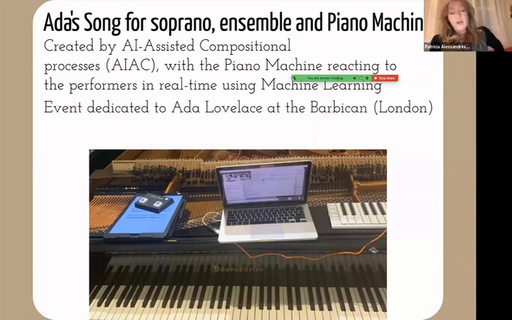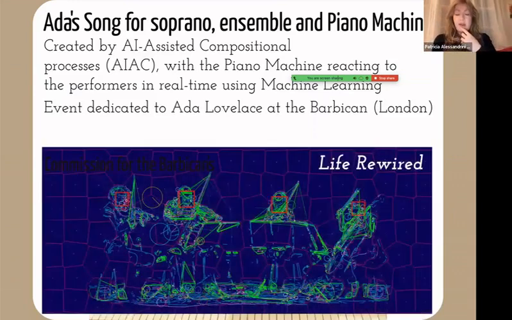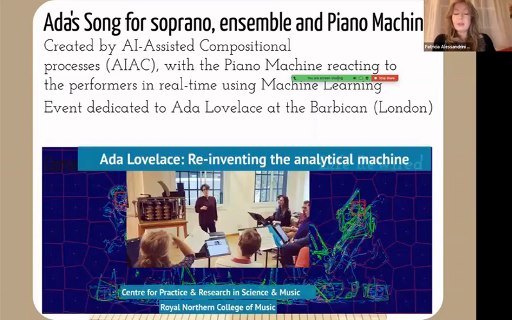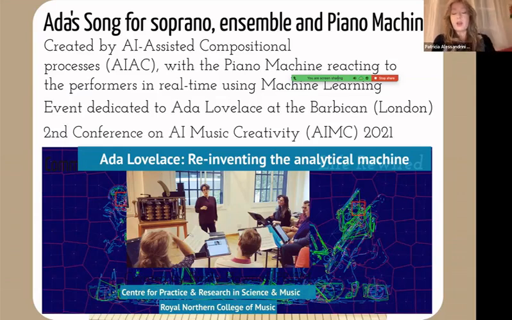This was for an event dedicated to Ada Lovelace at the Barbican in London. It's this series called Life Rewired, which was about technology in the arts, and particularly about AI. This particular event was curated by Emily Howard, who you see pictured here, who is the founder of the Centre for Practice and Research in Science and Music, PRISM, which does a lot of research on, for instance, generative AI in music. And then there's a reprise, which I'm going to show you in the video, which was at the AI Music Creativity Conference in 2021.